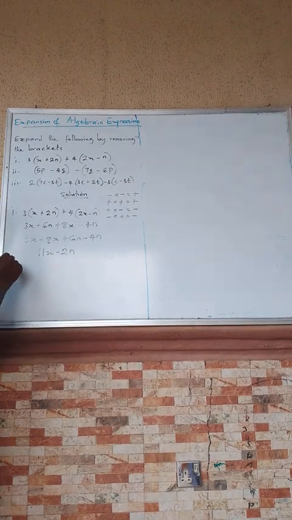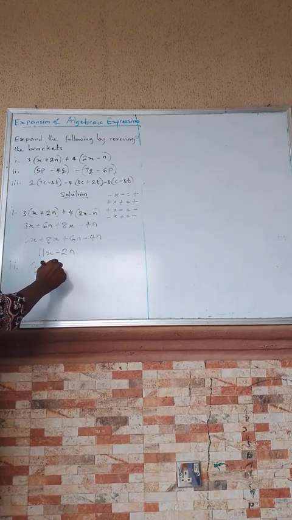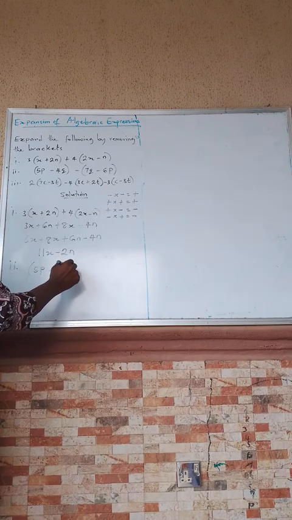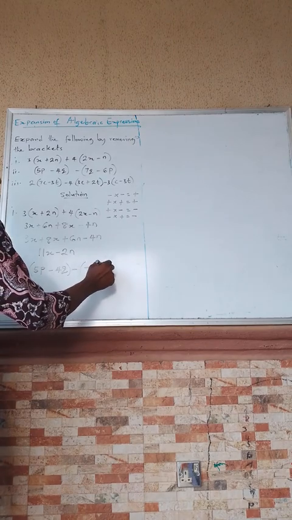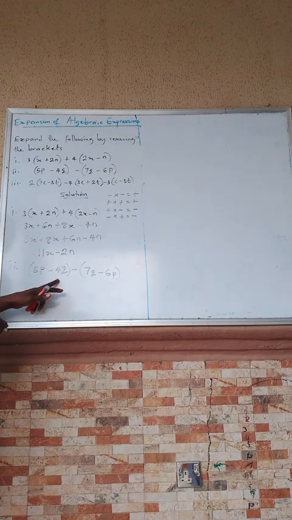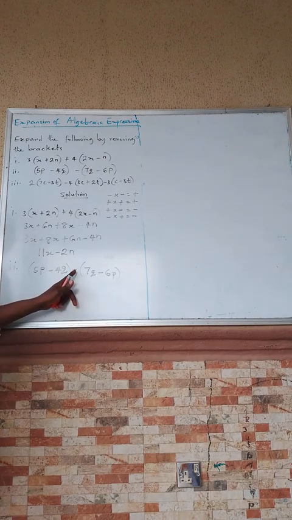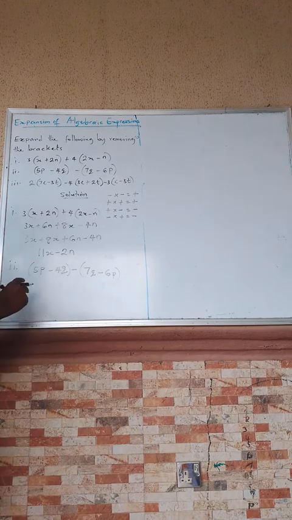So now let's look at the second one. Now we have 5p minus 4q minus (7q minus 6p). Now look at this. There is no number here. So that means we can open the bracket. But look at this one. We have minus at the front. So that minus will multiply each term inside the bracket. So how do we do it?